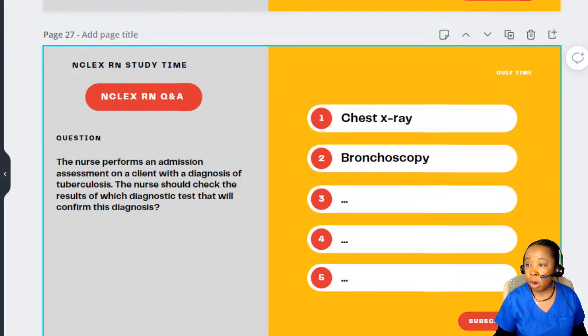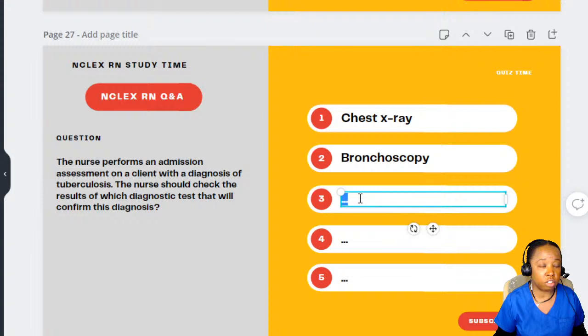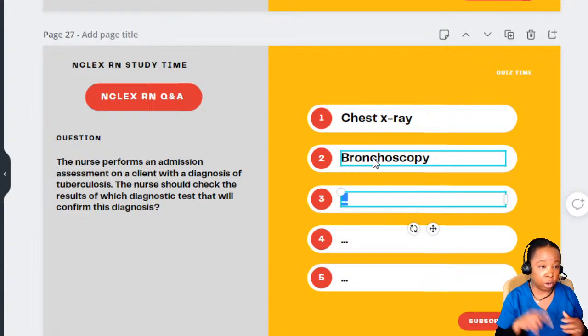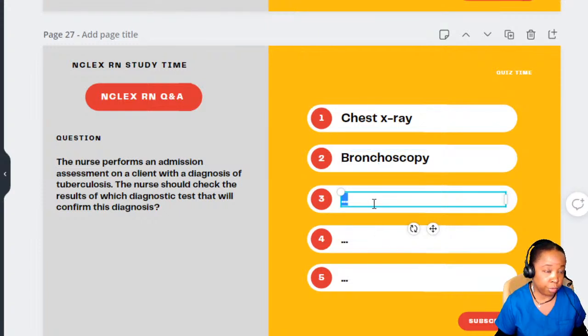The next one is bronchoscopy. Do you think they need to do a bronchoscopy for a patient who has TB to confirm that the patient has TB? Bronchoscopy is when they put a little camera into the patient's lung. They'll go into the upper airway, and then they will try to look for something that has to do with TB. That's not only for TB, but for other patients. But do you think this is the best option? I don't know yet. Let's see. Let's move on to the third one.